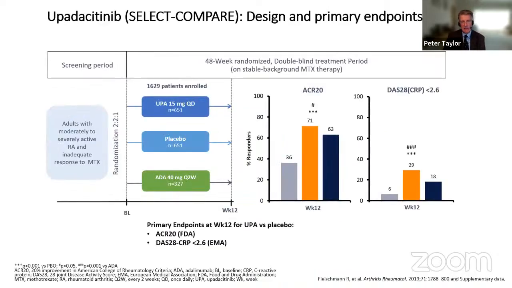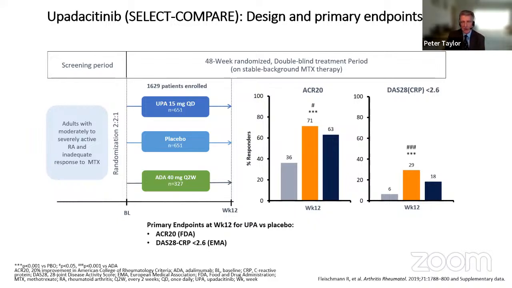Let's look at the Select Compare study, which was a study with the JAK inhibitor upadacitinib. And again, we're looking here at a placebo and active comparator controlled study. And the primary endpoint was ACR20 at week 12. There was also a DAS28 CRP in the European area as a primary endpoint, looking at the proportions of patients meeting remission criteria by that measure.